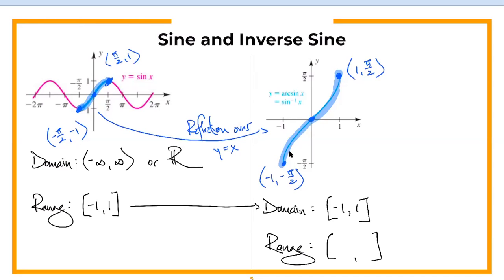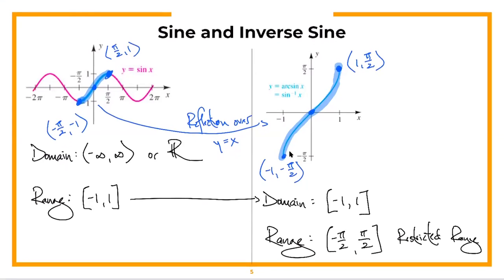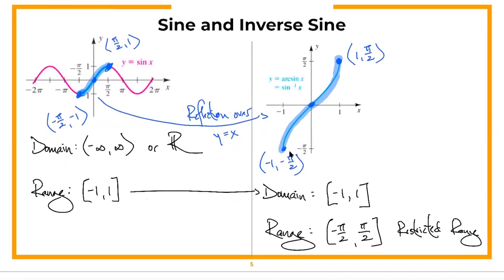Negative pi over 2 and pi over 2. Very nice. So we've got negative pi over 2 and pi over 2. Because we didn't flip the entire graph, we just took part of it and flipped it, our range is a restricted range, meaning it's not all real numbers. It's only from negative pi over 2 to pi over 2. That's going to impact our answers when we start to answer some questions, okay?